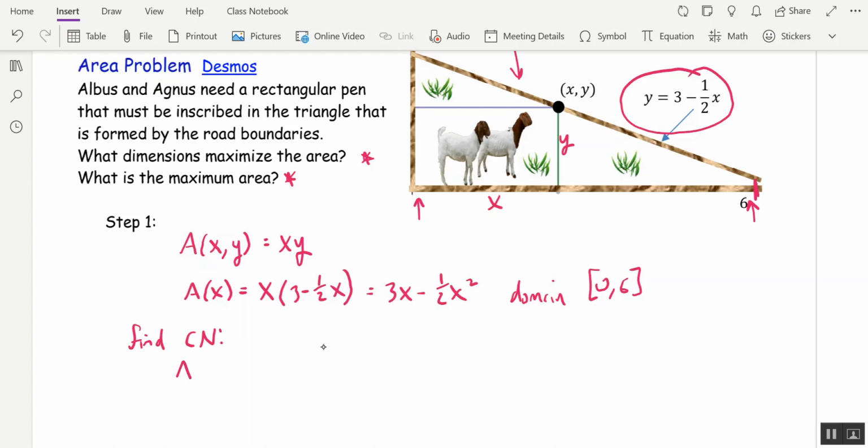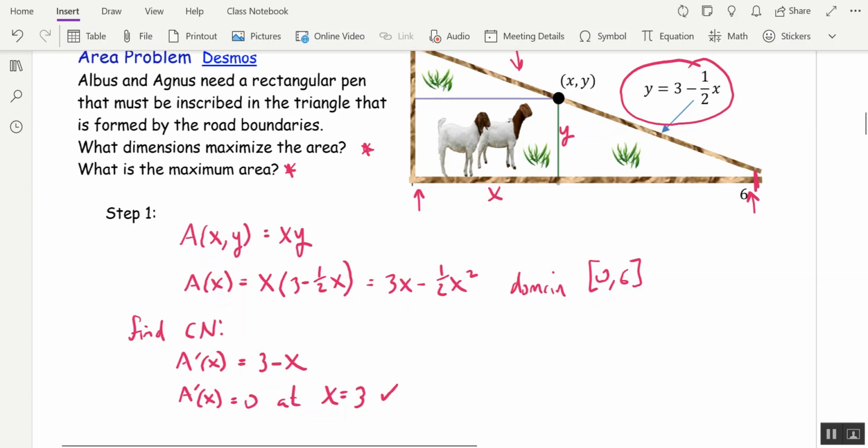All right, so now we're going to find critical numbers. So we're going to take A prime of x and set it equal to 0. So A prime is 3 minus x. So A prime of x is 0 at x equals 3. And that's what we just saw. So that's our one critical number.